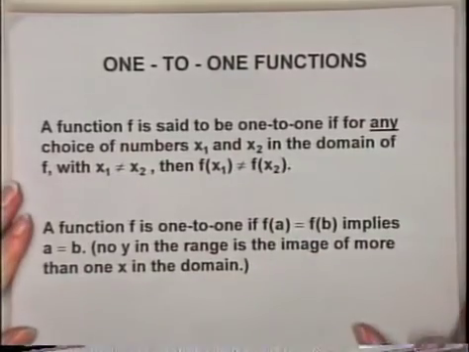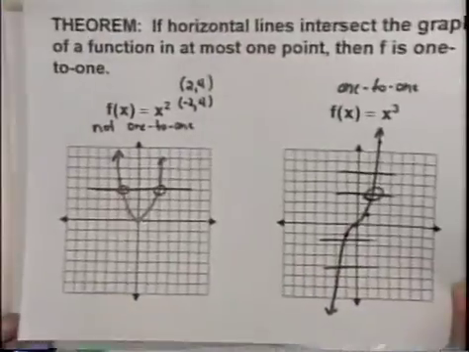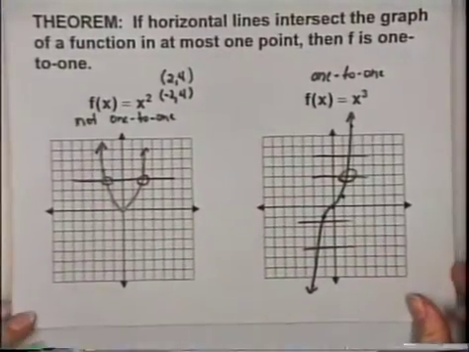Now, we have a theorem that says a function f has an inverse function if and only if f is 1 to 1. So not all functions have inverse functions, only those that are 1 to 1. Let me put this graph back up here on the screen and talk about that for just a second.